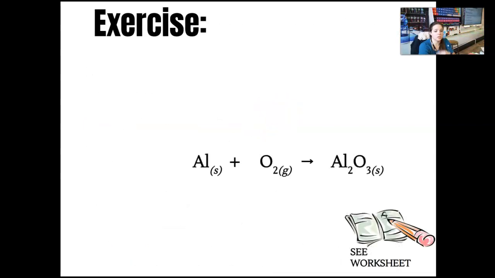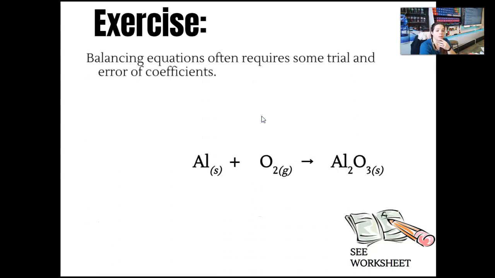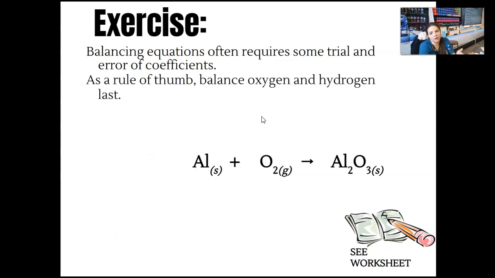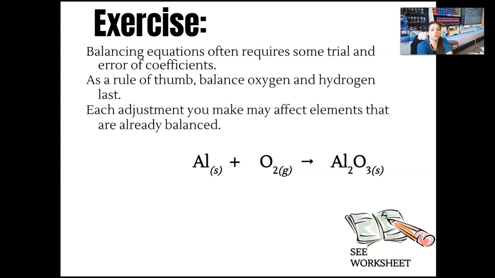All right, let's look at this right here. So balance the equation. Sometimes you need trial and error. I do it a lot. Get a scrap piece of paper. Rule of thumb, balance oxygen and hydrogen last. It will save your sanity. Easy adjustment may affect elements that already are balanced.